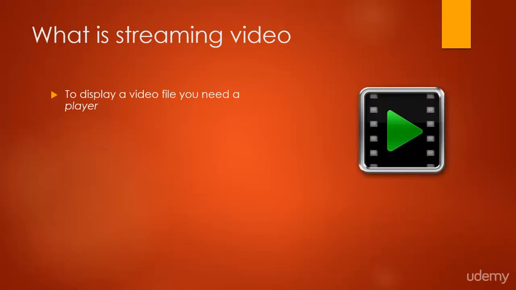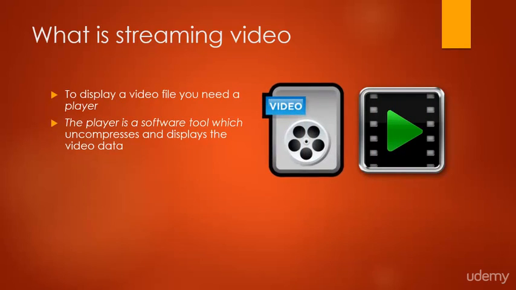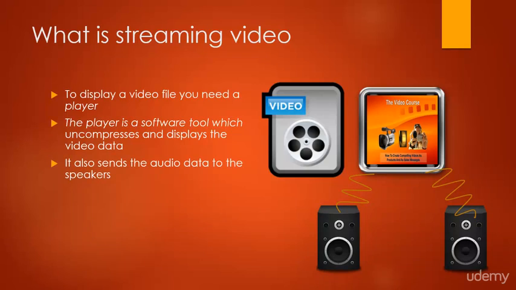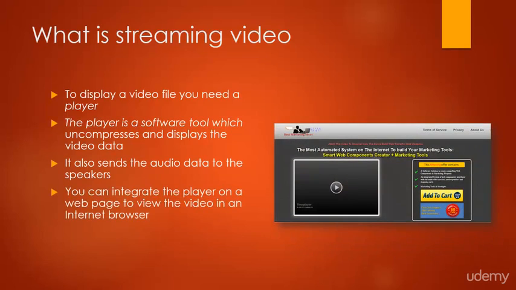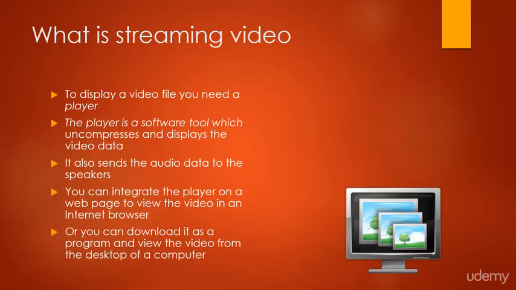To display a video file, you need a player. The player is a software tool which uncompresses and displays the video data. It also sends the audio data to the speakers. You can integrate the player on a web page to view the video in an internet browser, or you can download it as a program and view the video from the desktop of a computer.